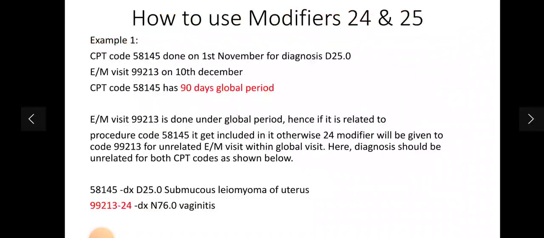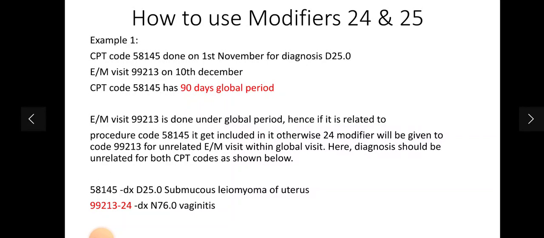So for 24, this example is this. See, if a procedure is done with the CPT code 58145 on 1st of November for diagnosis D250, which is a leiomyoma of uterus, and again after 1 month the patient comes back with an E/M visit, and that E/M visit code is 99213. And the CPT code 58145 has a 90 days global period. So the E/M visit has been done within the global period.